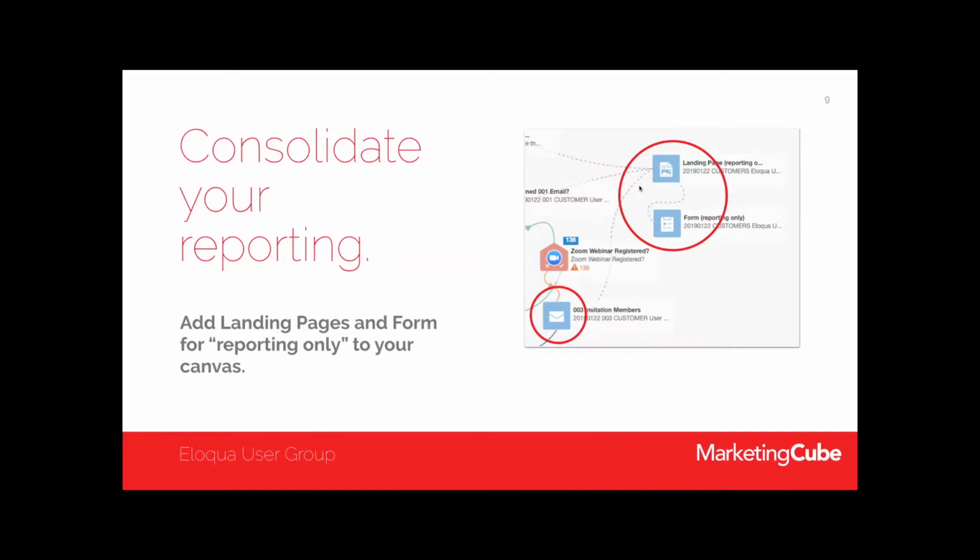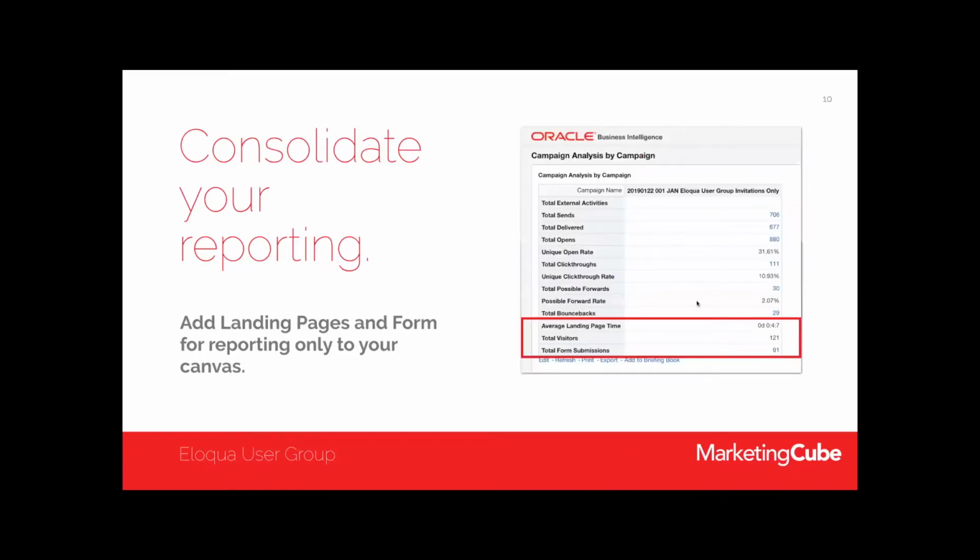So that dotted line is just a visual confirmation that you've got the right URL sitting in that particular email, which is always a positive. And then the fact that you've got the landing page and the form sitting on the canvas means that when you look at reporting, you'll have additional information included.